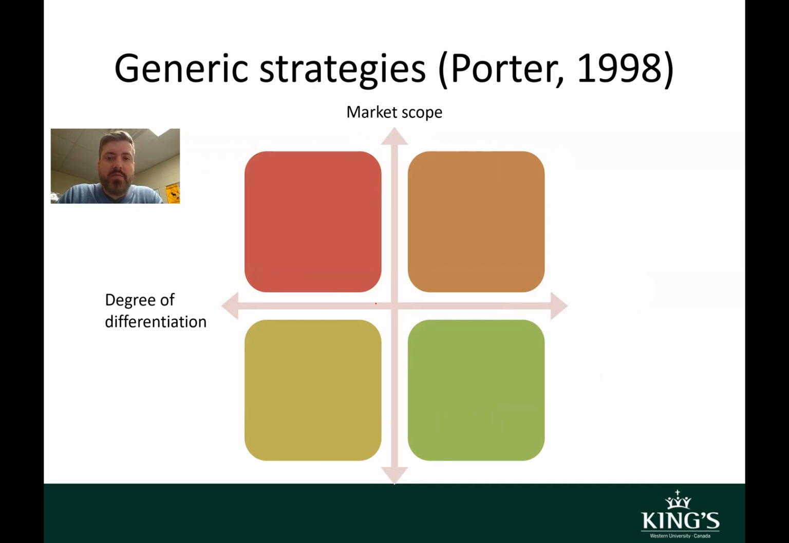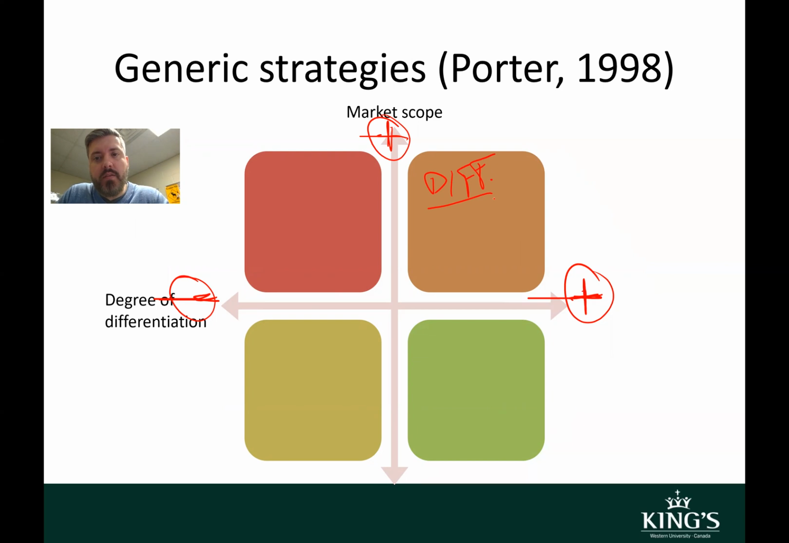So if your degree of differentiation is really high, let me put the really high degree of differentiation over here, really low degree of differentiation over here. Basically the idea is that I'm trying to compete with a unique product or I'm trying to compete with a commodity type of product. And if I focus, for example, on a global market scale, I can attach those two things together and come up with what we call a generic strategy, right? So Porter came up with the idea that the higher the degree of differentiation and the bigger the scope, you have what we call a differentiation strategy.